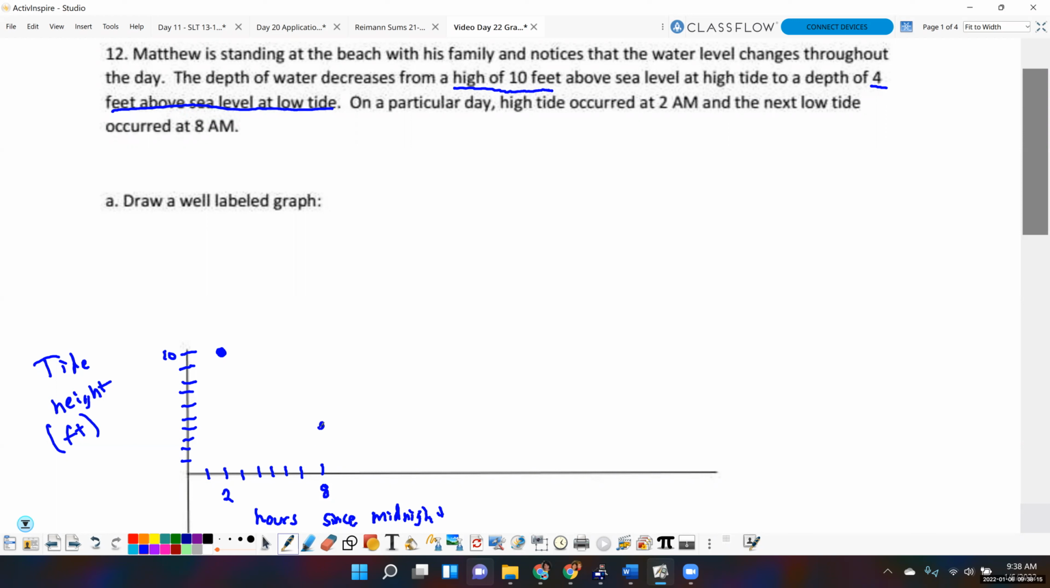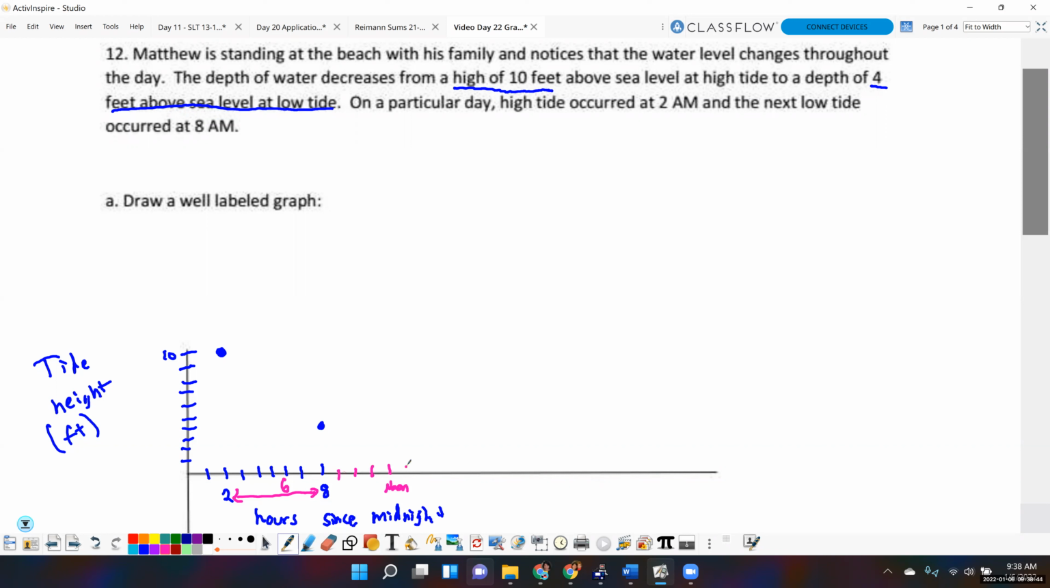Boom. All right, and with these 2 points, we can assume, because it's tides and because it's a sinusoidal type of function, that this pattern is going to continue. So I notice from 2 to 8 is 6 hours. This is a width of 6. So if I go 6 hours on the other side, 9, 10, 11, 12, this is noon.